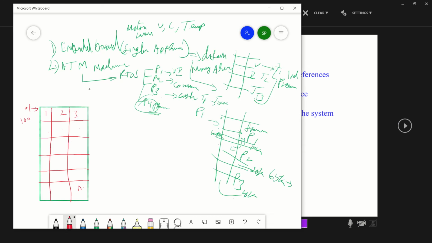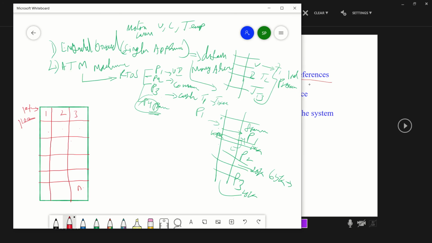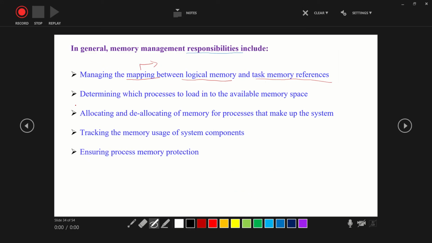This is page number 1. Assume that is page number 1, 1 to 100. We are going to allot this for the process in the local memory, and the disk memory as the task reference. So we have different processes or different tasks.